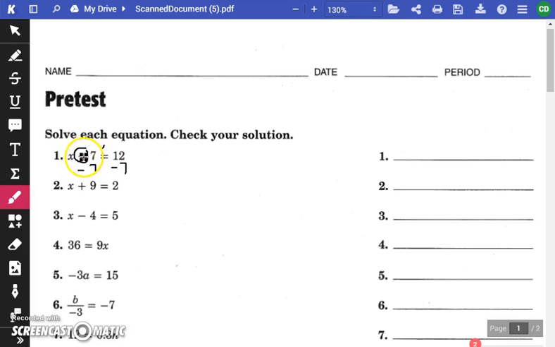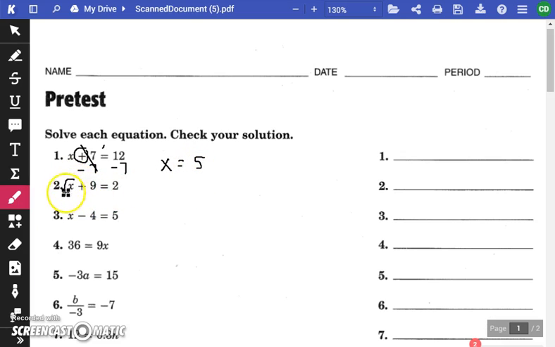You're going to look at the expression and think about, is it a positive, is it a negative? You do the opposite. So if we take away 7 from both sides, you have 0 and then you have a 5. And so what that leaves is x equals 5. And that is your answer. Take a look at the next question.